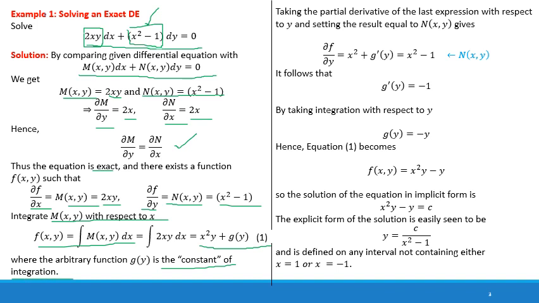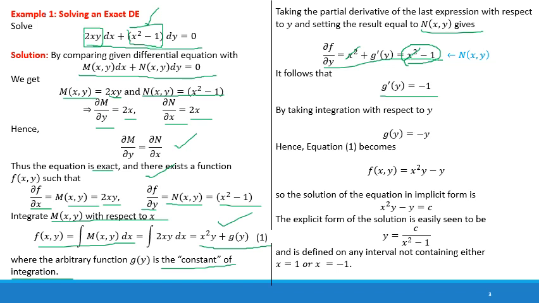Taking the partial derivative of the last expression with respect to y and setting the result equal to function N gives us this equation. So this is the value of function N because N is also equal to partial f by partial y. So we can put both the values of partial f by partial y equal to each other. By simplification we get that g dash of y is equal to minus 1, because x square is present on both sides and it will be cancelled out.